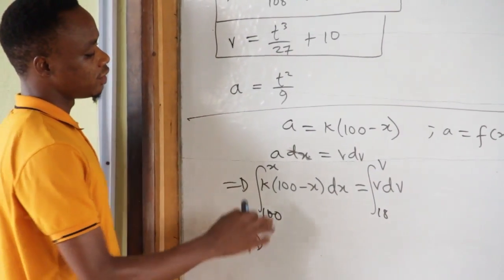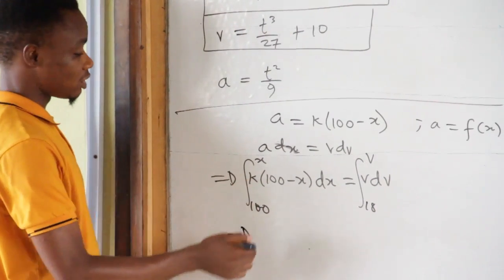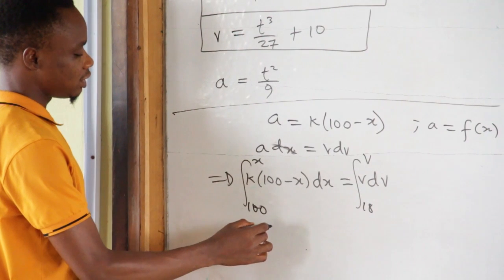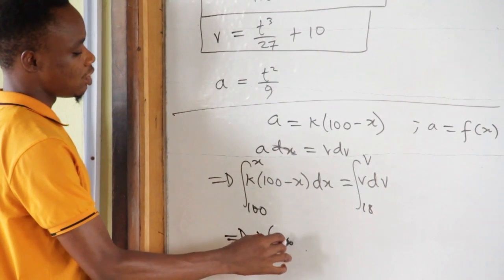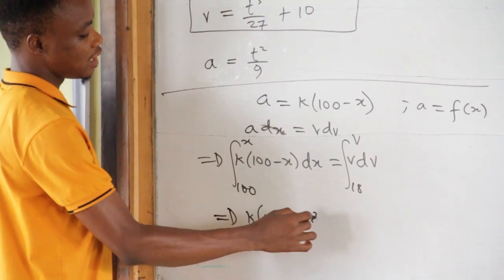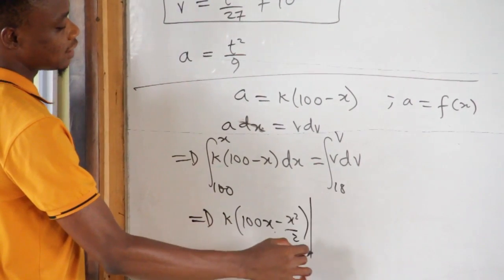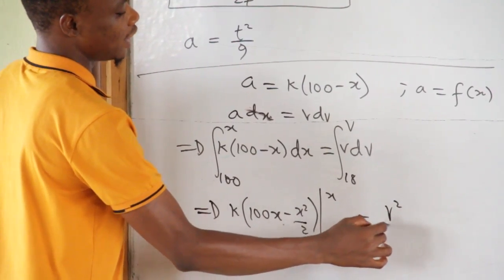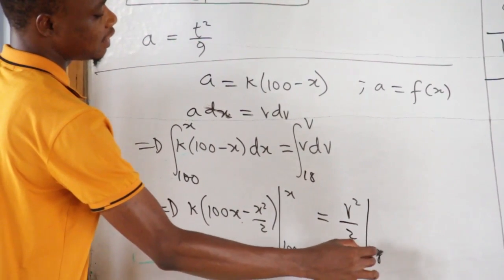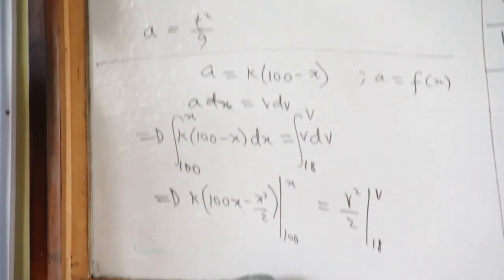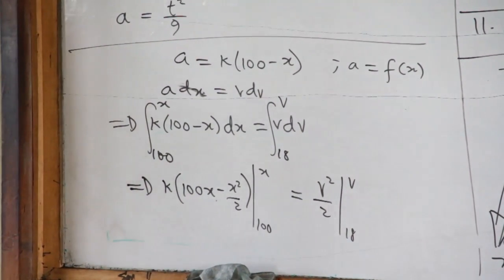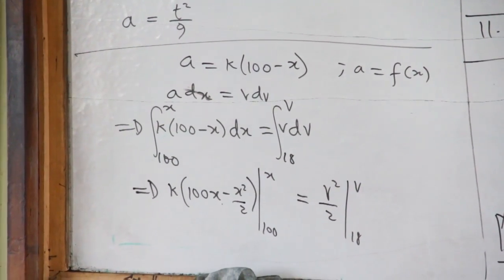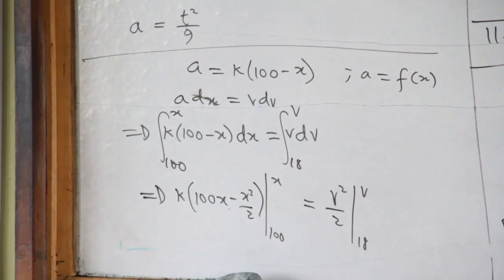So integrating this, what are you going to get? k is a constant, so I can move it out of the integral sign. So I'm going to have this to be 100x minus x squared over 2, do you agree with that, from 100 to x, is equal to v squared over 2 from 18 to v. Does that make sense to you? Do you understand this? It's quite straightforward integration.